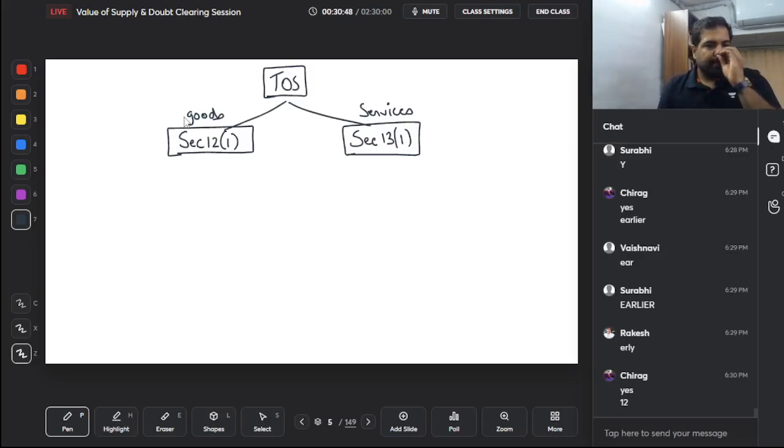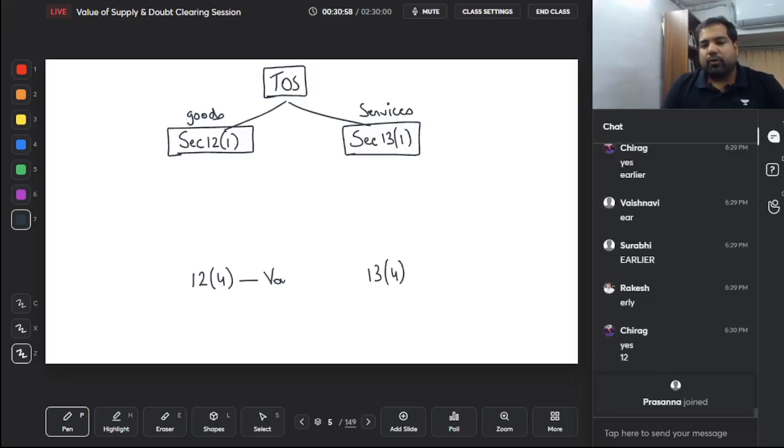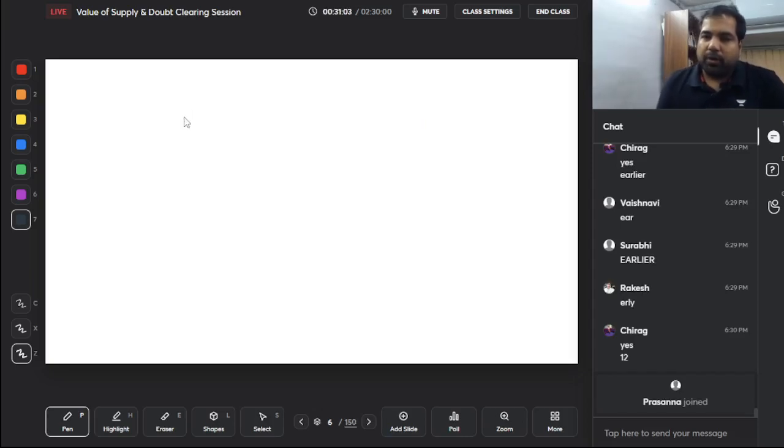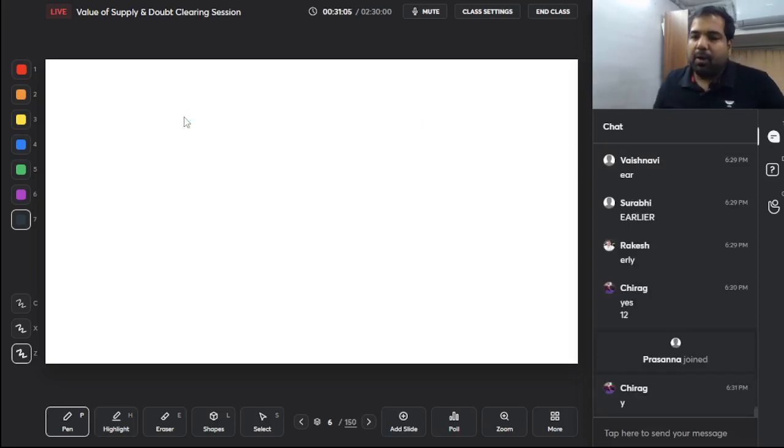All right, let's start, guys. The first one which we are discussing is section 12.4 and 13.4, and please remember, 4 is always for vouchers. Whenever you want to gift your friend a voucher, how many vouchers will you gift? You will always gift 4 vouchers. That's how you remember 12.4 and 13.4.